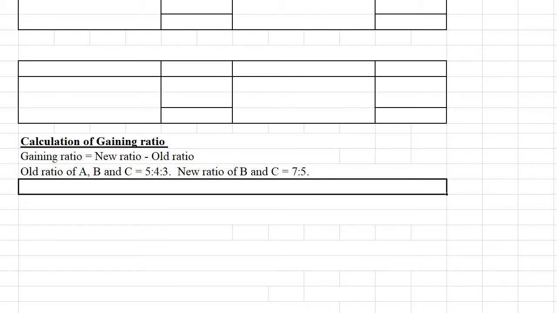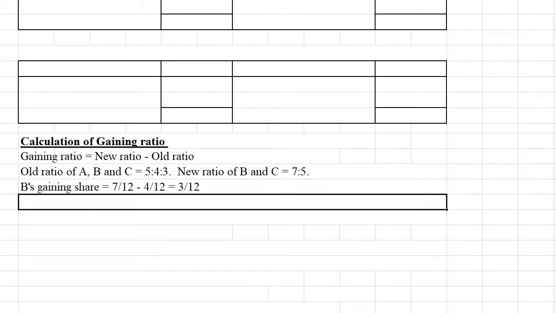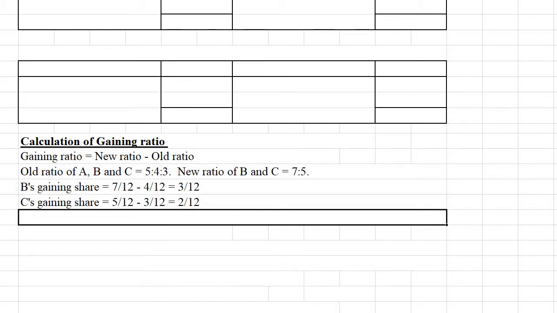So B is gaining. B is one of the remaining partners. B's gaining share is equal to B's new share, 7 by 12, minus old share, 4 by 12. So we will get 3 by 12 as B's gaining share. Like that for C, 5 by 12 minus 3 by 12 is equal to 2 by 12. That means the gaining ratio of B and C is equal to 3:2.